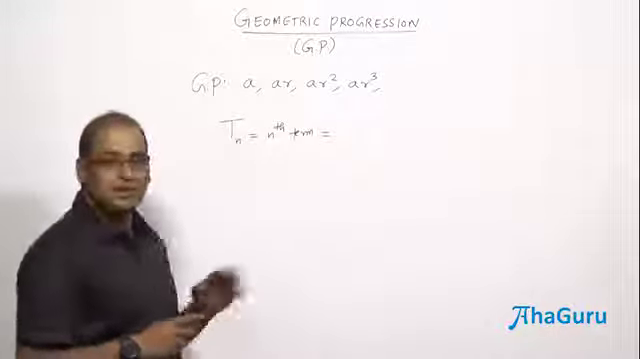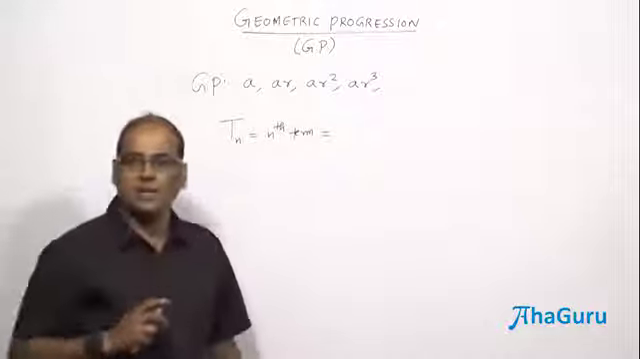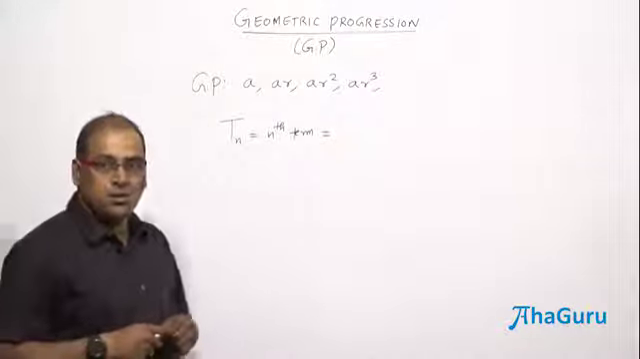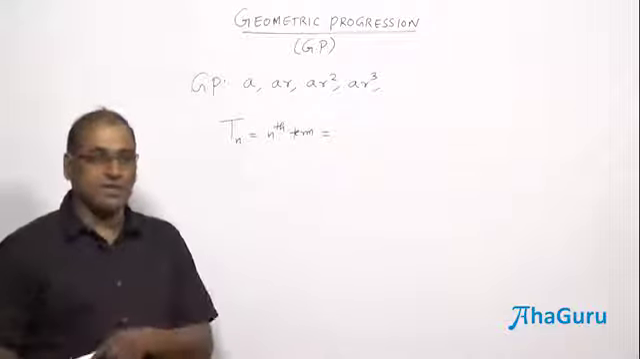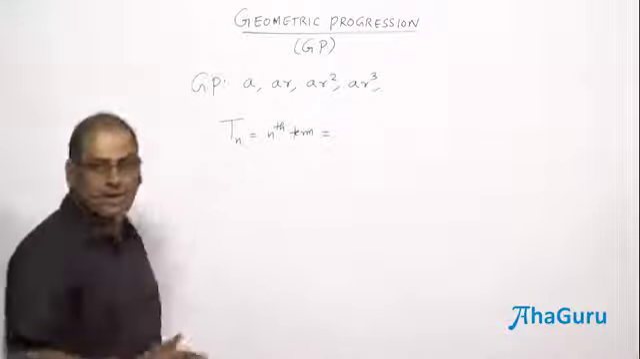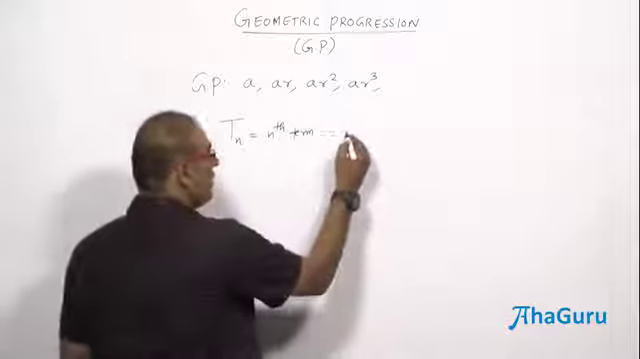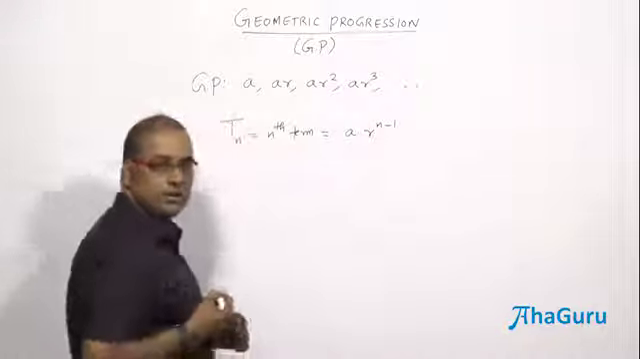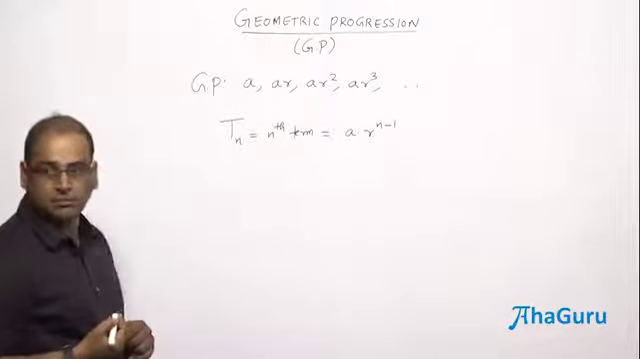So what will be the nth term? For the nth term, how many R's should I multiply? N minus 1 R's, right? Why not n R's? Because already I have the first term. From the first term only you have started multiplying the R. Therefore, the formula is going to be A times R power n minus 1. So that's the formula for the nth term.